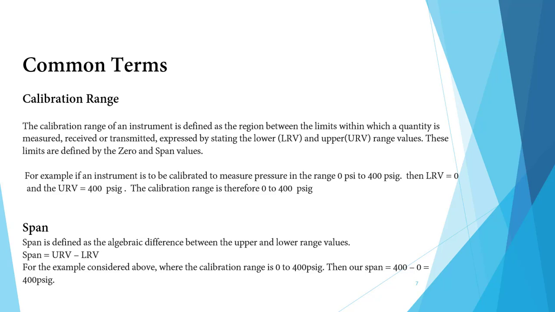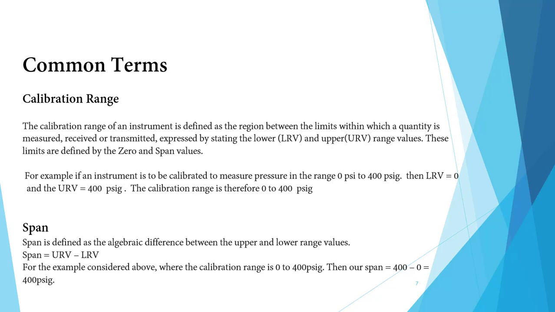Calibration range is defined as the region between the limits within which a quantity is measured, received, or transmitted, expressed by LRV and URV. LRV means lower range value. URV is upper range value. So if you do calibration range, you should use the zero-based value. For example, if your measured pressure is 0 to 400 psi, then LRV is 0, URV is 400.